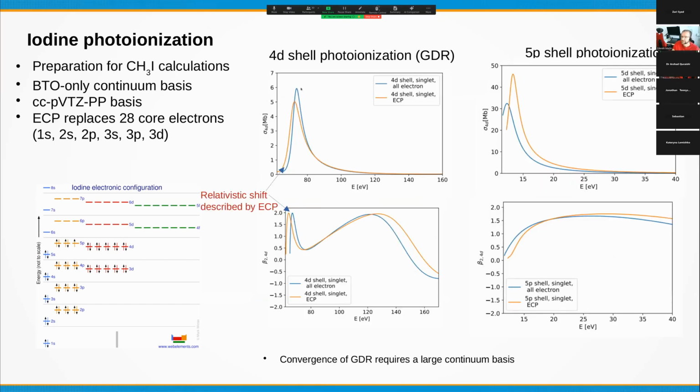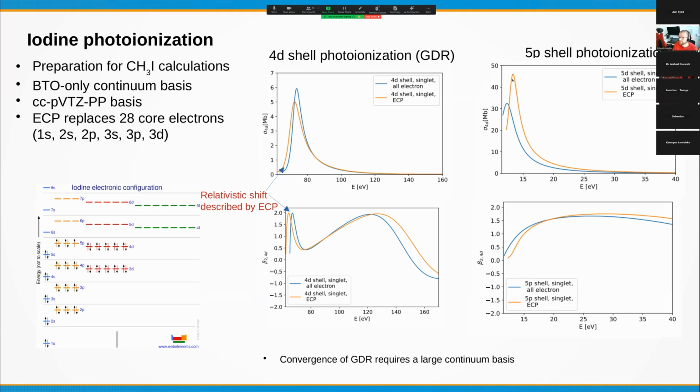And so we did our calculations again on a very, very simple level. So we did calculations just including final ionic states of singlet spin. And we see that the blue curve here is the all-electron calculation, while the orange curve is the ECP. So we see that there is actually some shift, which is non-negligible, and we can ascribe this to the inclusion of the relativistic effects effectively with the ECPs.